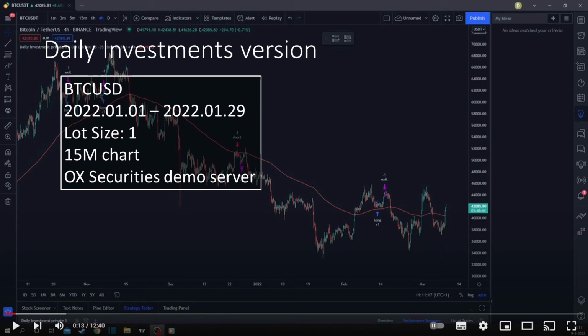In the Daily Investments video, the test was on BTC USD from the 1st of January 22 for 100 trades, which I believe would take it to about the 29th of January 22, and so that's where I'm setting my test to run. I'm setting my lot size to 1. The Daily Investments test was on a 15-minute chart, and for this I'm using the Ox Securities demo server.